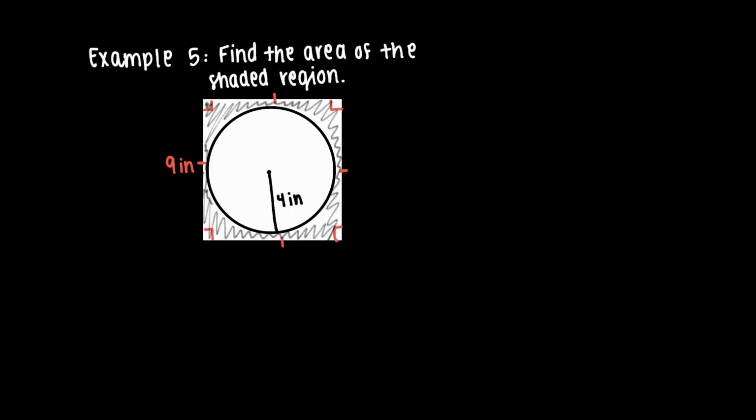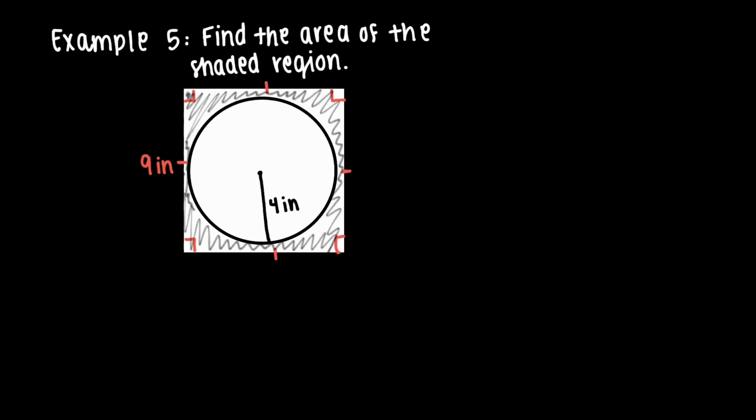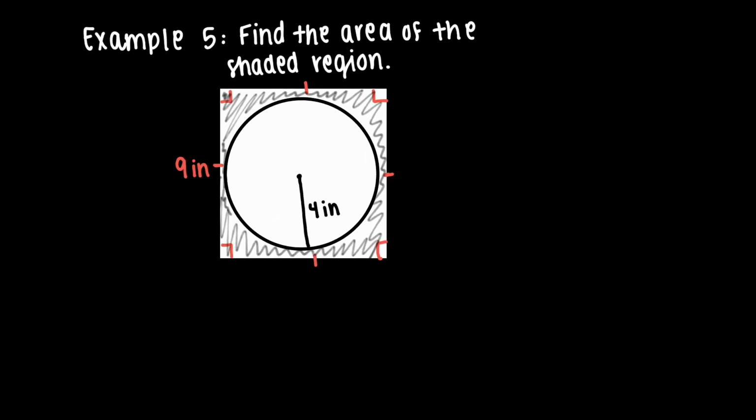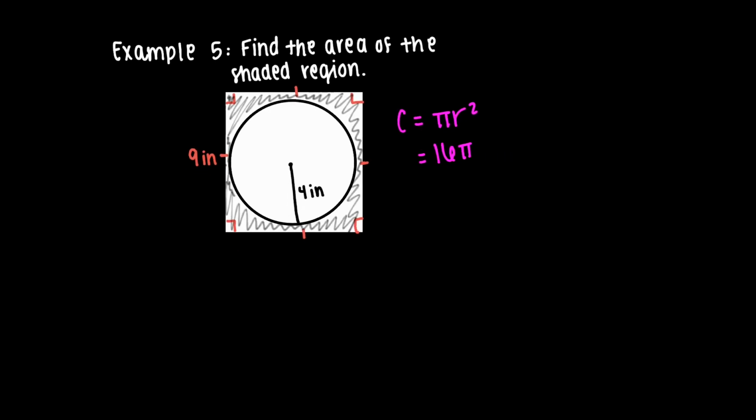So for example 5, I ask you to find the area of the shaded region. We're going to find the area of the circle, we're going to find the area of the square, and then we're going to subtract the two because I only want that shaded region. So circle is pi r squared. I know my r is 4, so 4 squared gives me 16 pi for the area of my circle.